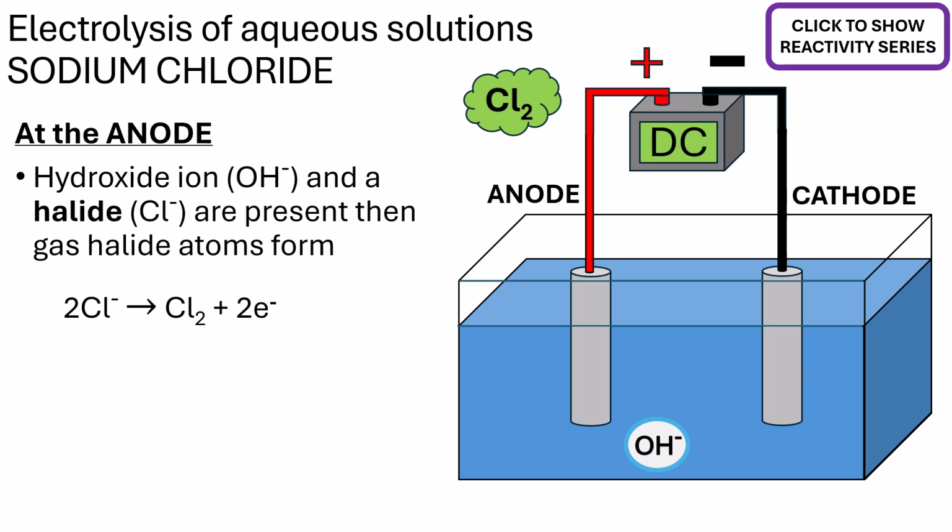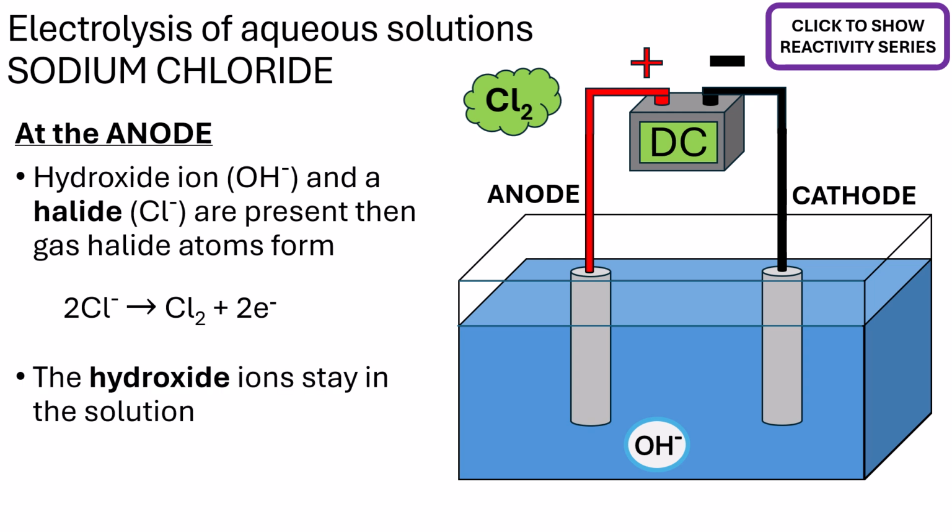Because Cl2 needs 2 chlorines, we need 2 chloride ions, the 2Cl-, and they will then have their electrons removed, and the loss of electrons is oxidation. So the chloride ions get oxidized and they will form 2 chlorine atoms, which will give us our gas, chlorine gas, which is green, and 2 electrons left over, and those electrons will move around the circuit. The hydroxide just stays in solution.